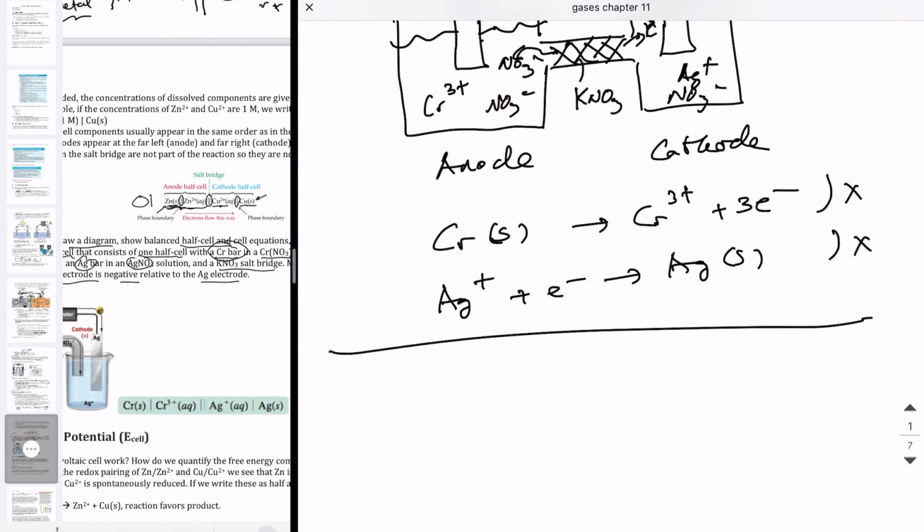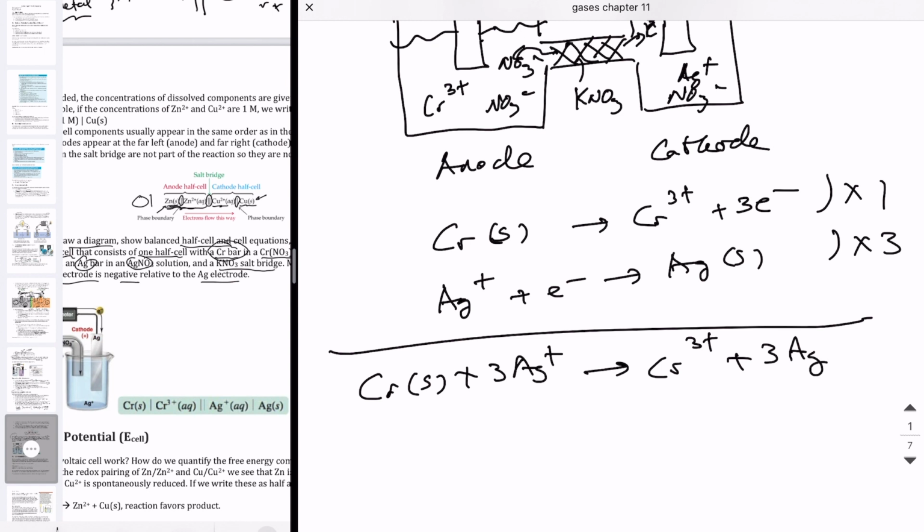So if I want to balance this, I'll multiply the bottom by 3, the top by 1. That's a pretty easy one to balance. So I get chromium solid plus 3 Ag plus goes to chromium 3 plus plus 3 Ag solid. You can see that the electrons cancel out there. So that would be the balanced equation.